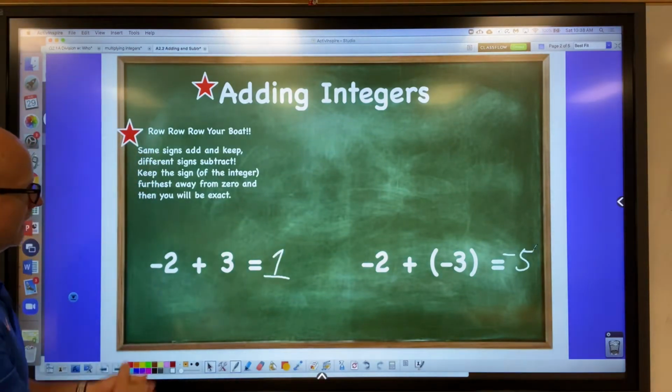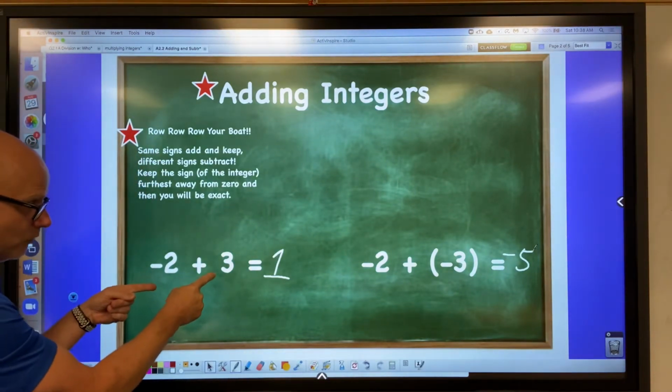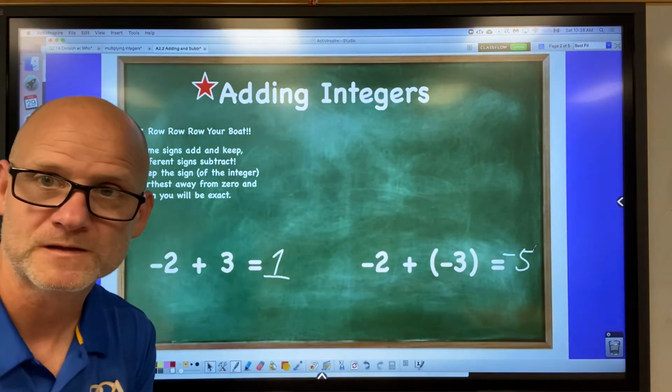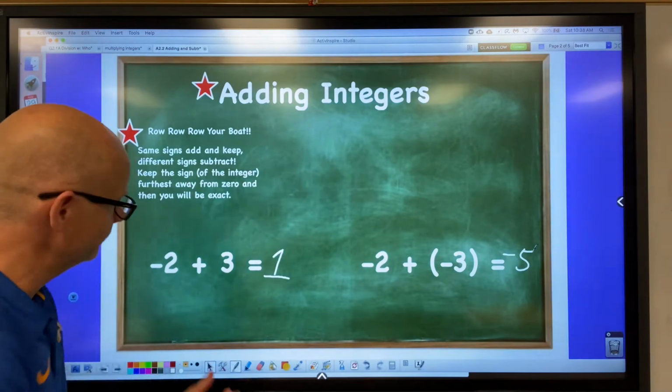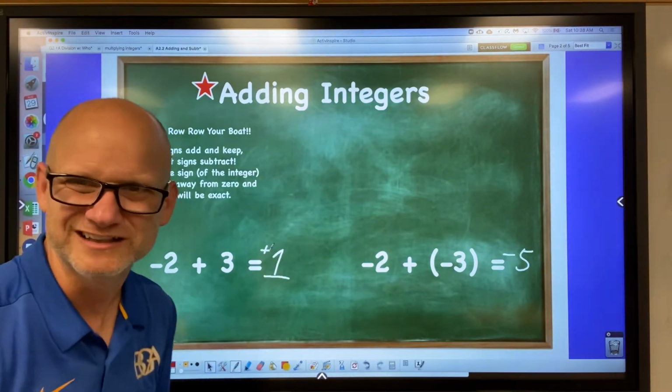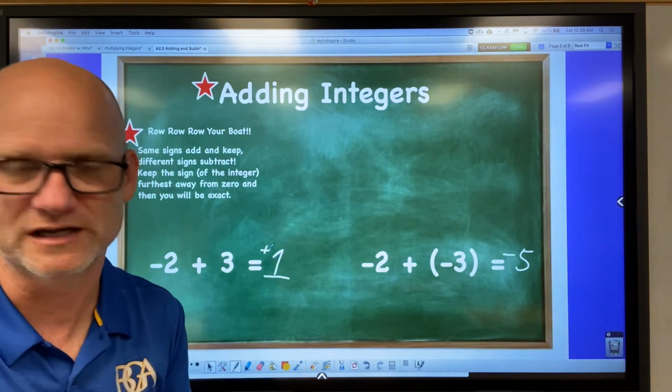So here, which sign do we keep? Well, 3 is furthest away from 0. 3 is furthest away, so that's the sign we keep. We keep the positive sign. And you can put a little positive if you want to, but no one really does. They just know it's positive. There's no negative sign there.